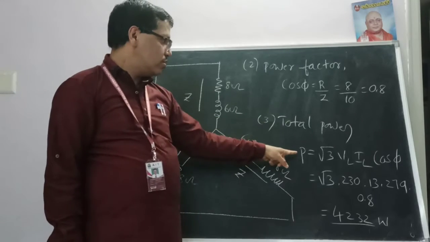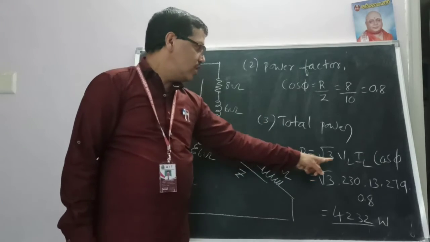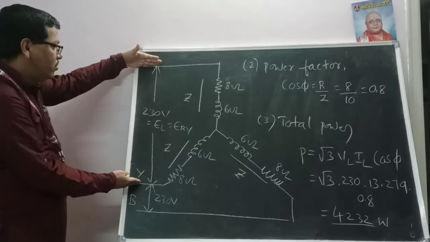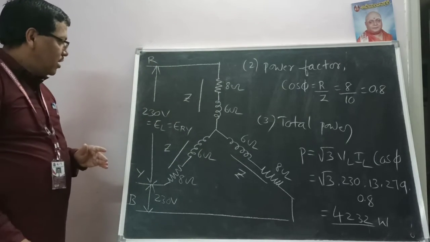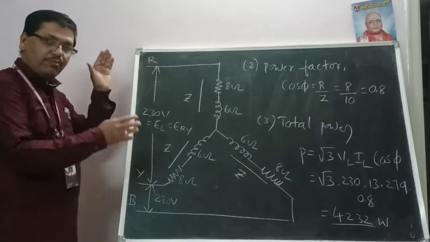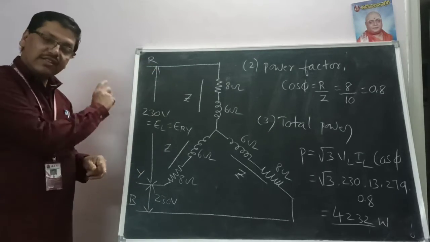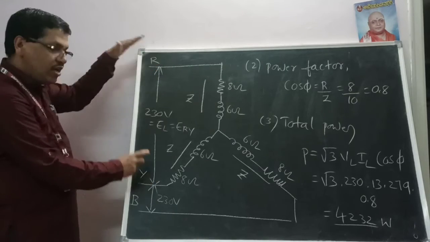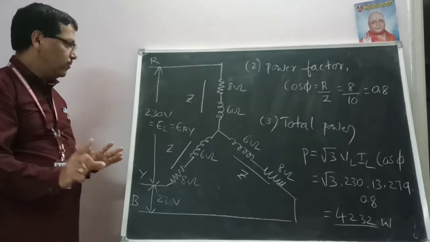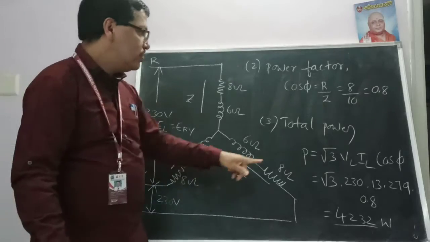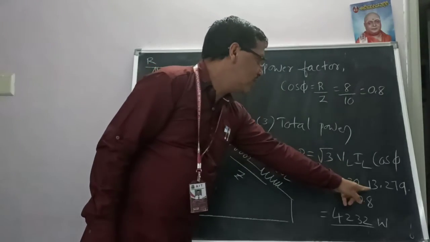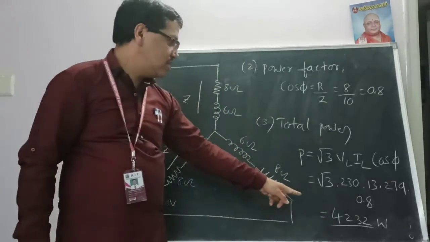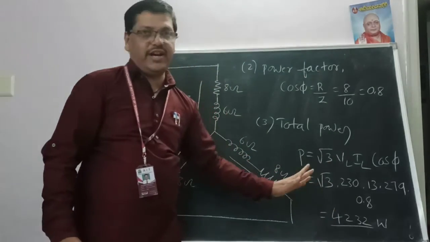Come to the power. Total power P is equal to root 3 VL IL cos phi. Root 3, in place of VL 230 volts, so this is the line-to-line voltage, 230 volts. In some problems 230 is given, in some problems 440 is given. This is the RMS value actually. Whether 230 or 440 line voltage, this is the RMS value. Okay, this 230 volts you substitute. So IL value is 13.279, cos phi just now calculated is 0.8. So the power answer is 4232 watts.